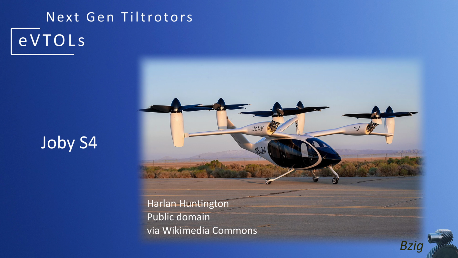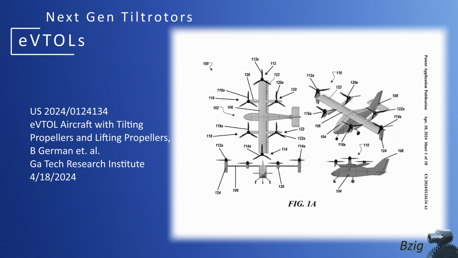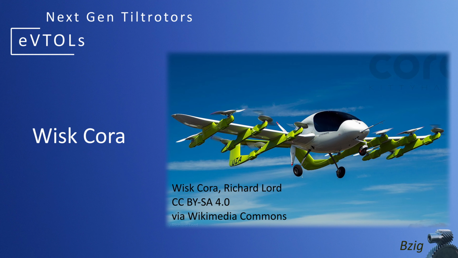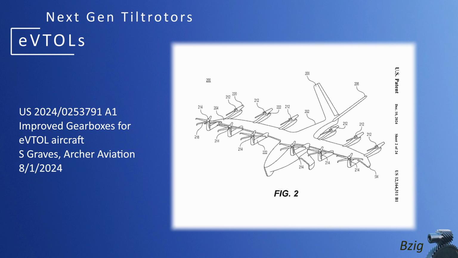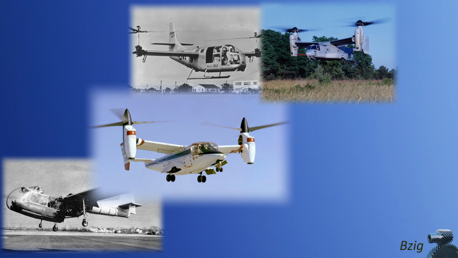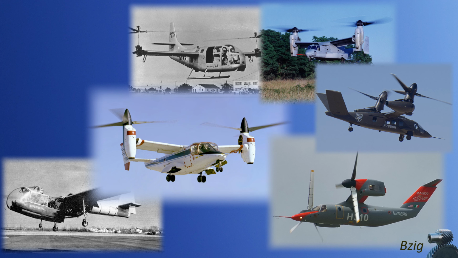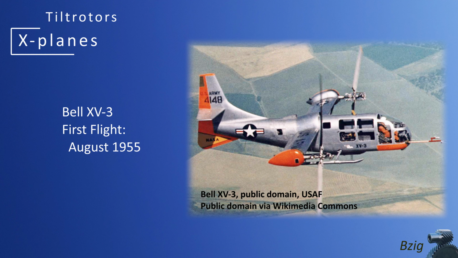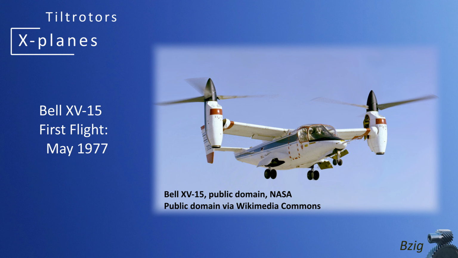While tiltrotors are not a new idea, they've seen renewed interest in the 21st century. Many current companies are advancing this technology along with new concepts for simplified vehicle control, distributed electric propulsion, and urban air mobility. Some of these new powered lift designs might be better described as tilt props or tilt ducts. But for this video, I'm focusing on a design that uses swashplate controlled rotors and turbine engines. The first of these tiltrotors with a swashplate controlled rotor was the Transcendental 1G. This was followed by the Bell XV-3, and then under NASA leadership, the Bell XV-15.